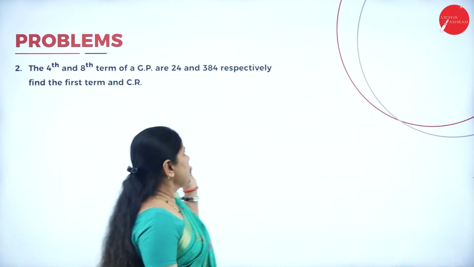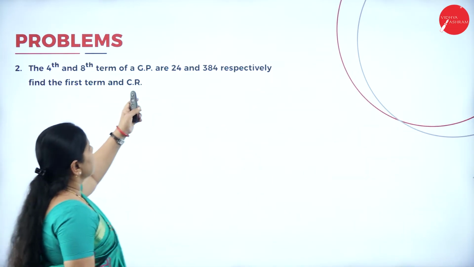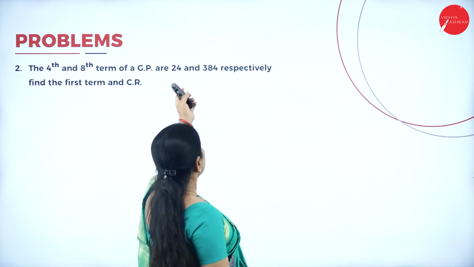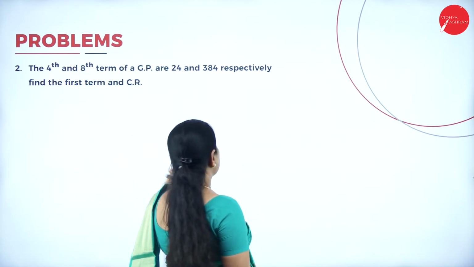Now let us see the next problem here. The fourth and the eighth term of a GP are 24 and 384 respectively.